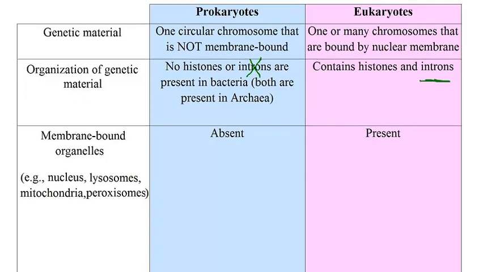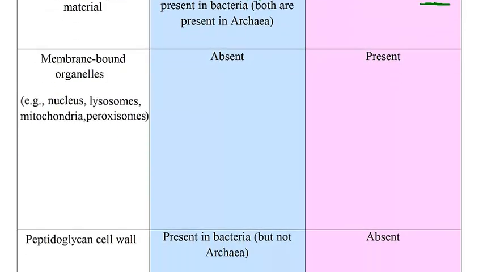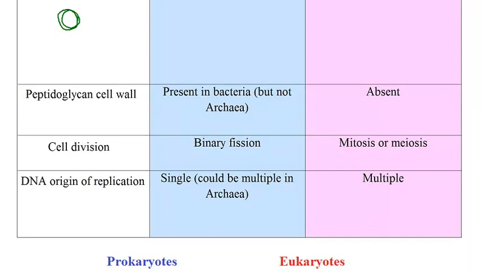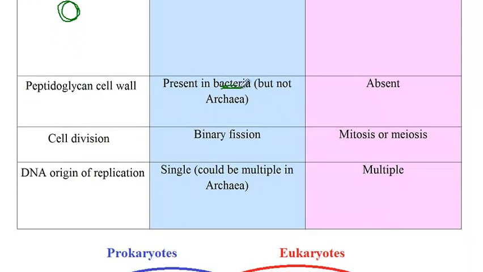The next difference is the absence of any membrane-bound organelles in prokaryotic cells. So for instance, you know how eukaryotic cells have a nucleus, lysosome, mitochondria, and peroxisome, all of which have a membrane around them. That feature is only present in eukaryotic cells. In bacteria, anything that is inside the confines of the cell is not membrane bound. All right, and then finally, bacteria can have a peptidoglycan wall versus eukaryotic cells that can't have a peptidoglycan wall.